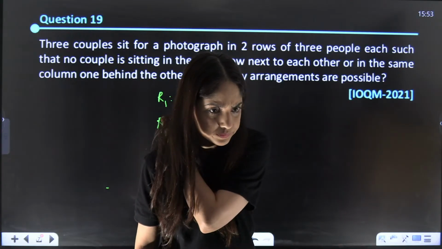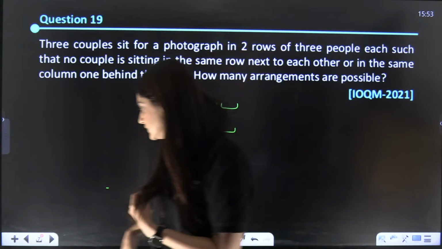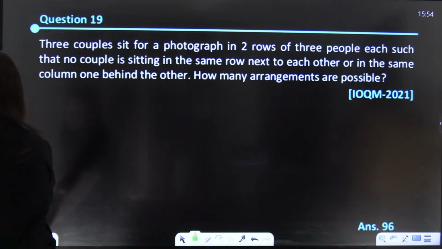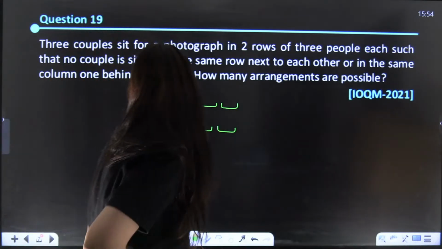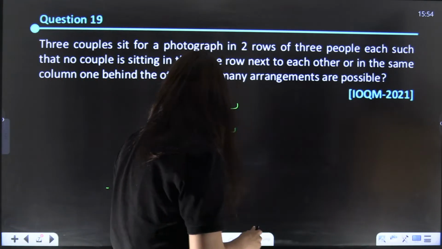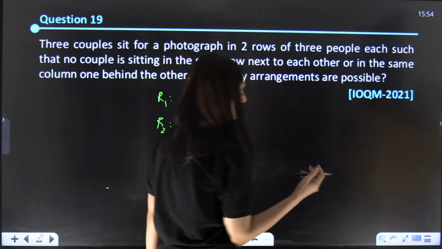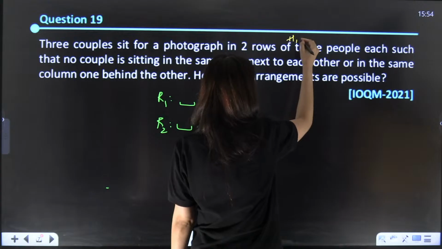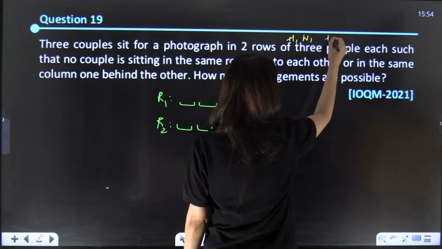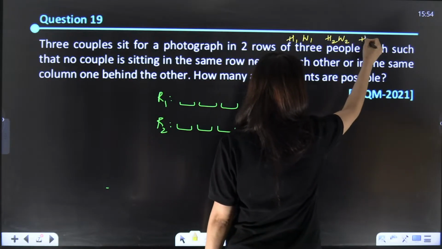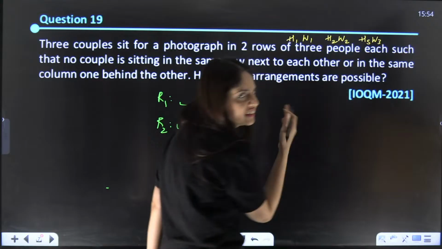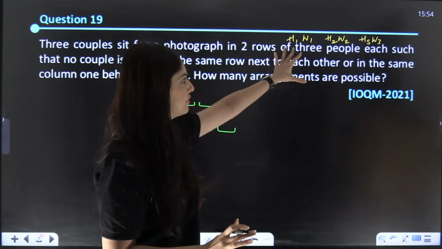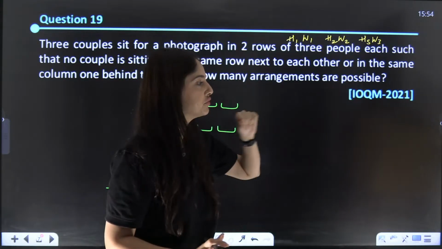96. Is 96 the answer? Yes, 96 is the correct answer. Good job. Let's see how. Now, let's say the couples are H1, W1, H2, W2, H3, W3. Right? One husband, one wife, for each of the three couples.